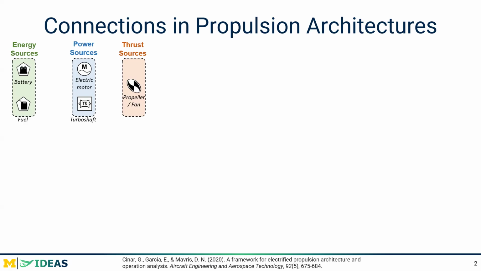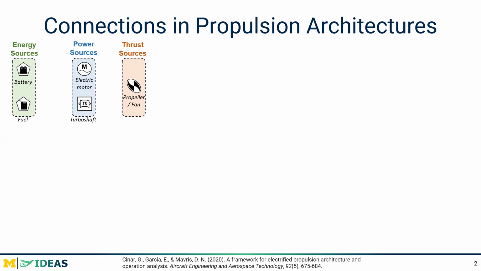Now, the power sources, such as the electric motor and turboshaft, are converting that chemical energy into mechanical energy. Okay? So the power sources are converting chemical to mechanical, and it's the connection from the power sources to the thrust sources that actually spin the propeller and fan. The thrust sources, i.e. the propeller or fan, are what actually generate thrust on the aircraft. So the key components that we want to look at in any propulsion architecture are the energy sources, the power sources, and the thrust sources.